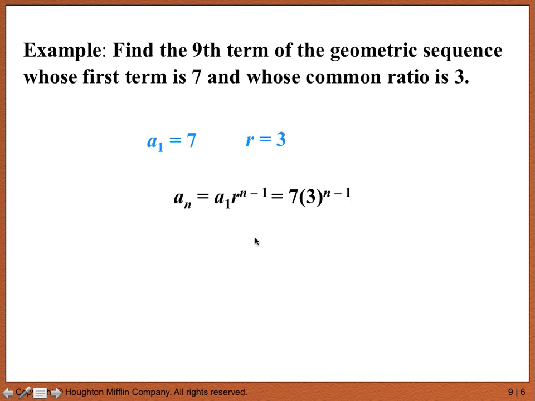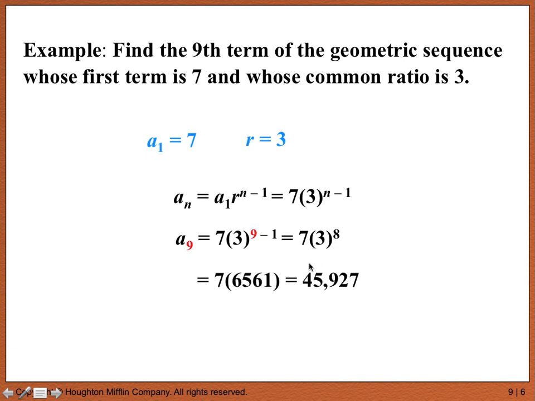All right, now that I have the formula for the nth term, I can find the value of the 9th term. And to do that, I simply plug in 9 for n. So a sub 9 equals 7 times 3 to the 9 minus 1 power. And that is the 8th power, 7 times 3 to the 8th. And that equals 45,927. So the 9th term is 45,927.